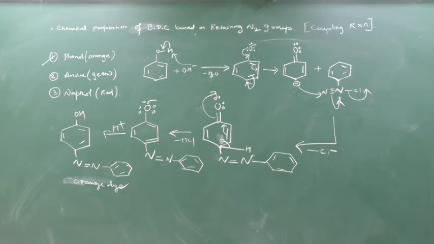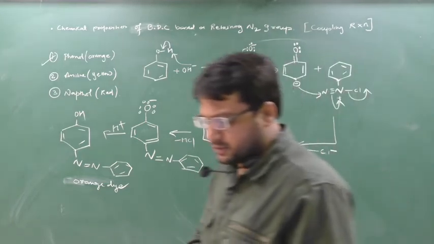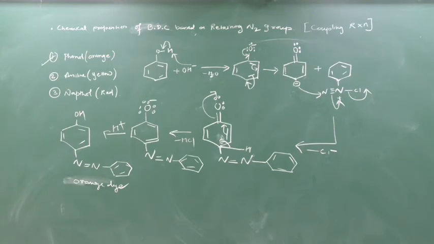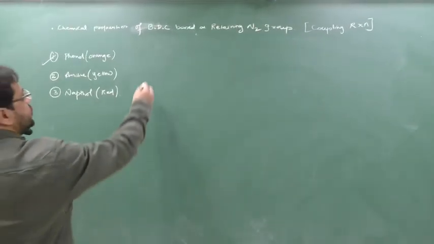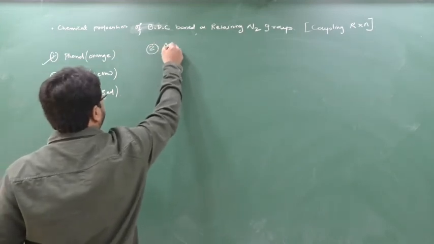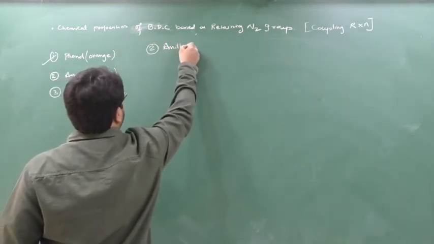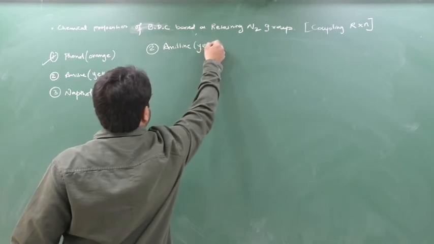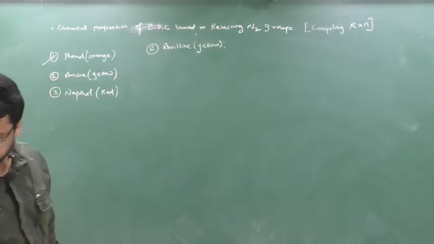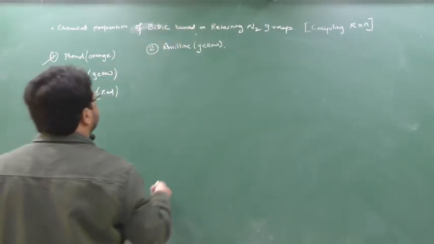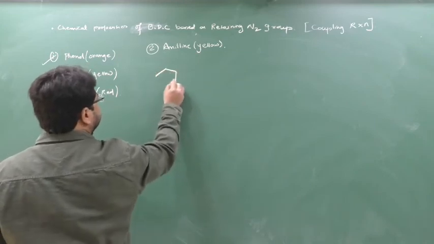Clear this part? We are going to study the reactions as we have studied in phenol. No mechanism for aniline and naphthol. Done this? Take a screenshot. Next I will go for the aniline and naphthol. Next you can make a note: aniline, which will give me the yellow dye. As the name indicates, first you are using the aniline.